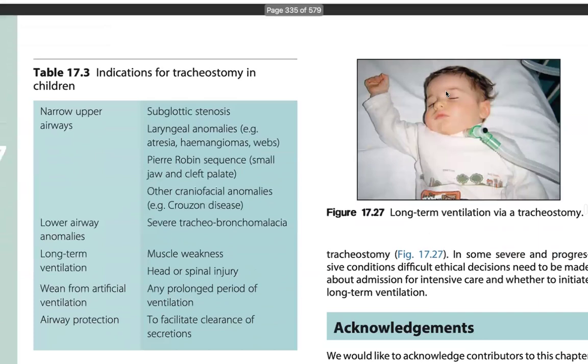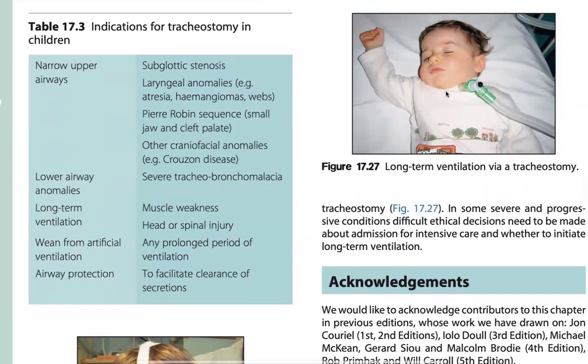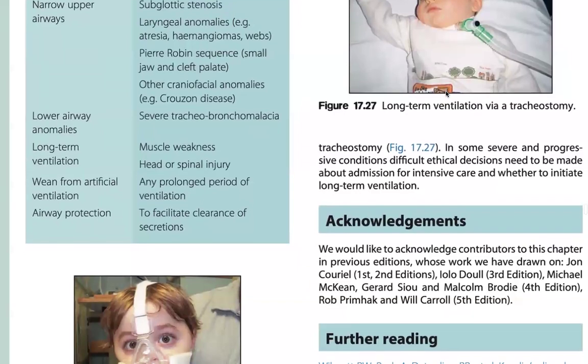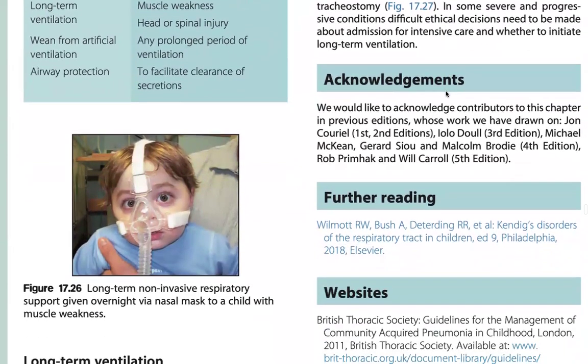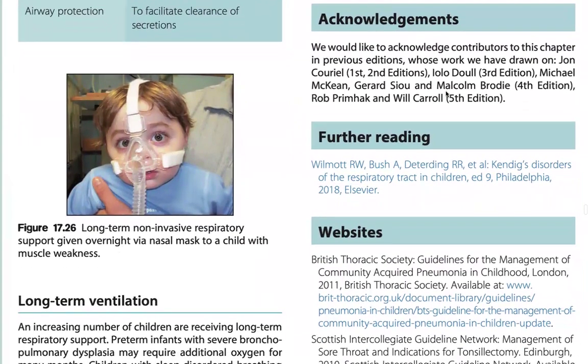The indications for tracheostomy in children: narrow airway, subglottic stenosis, laryngeal anomalies, atresia, hemangiomas, webs, Pierre Robin sequence, small jaw, soft palate and other craniofacial anomalies, Crouzon disease, lower airway anomalies, severe tracheobronchomalacia, long-term ventilation, muscle weakness, head and spinal injury, any prolonged period of ventilation, and airway protection to facilitate clearance of secretions. This is a long-term non-invasive respiratory support given overnight by nasal mask to a child with muscle weakness.